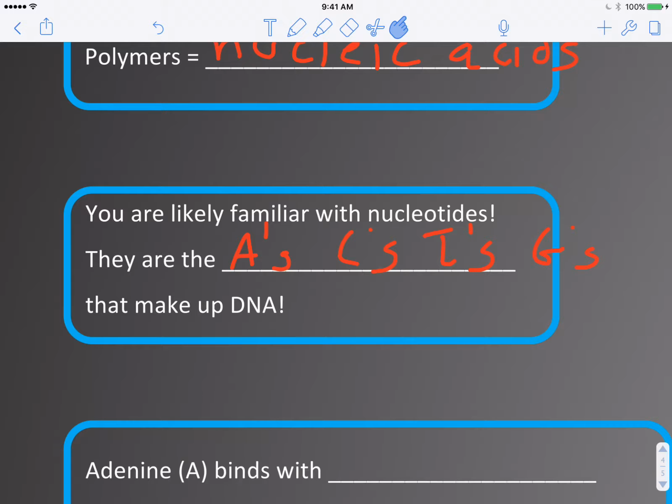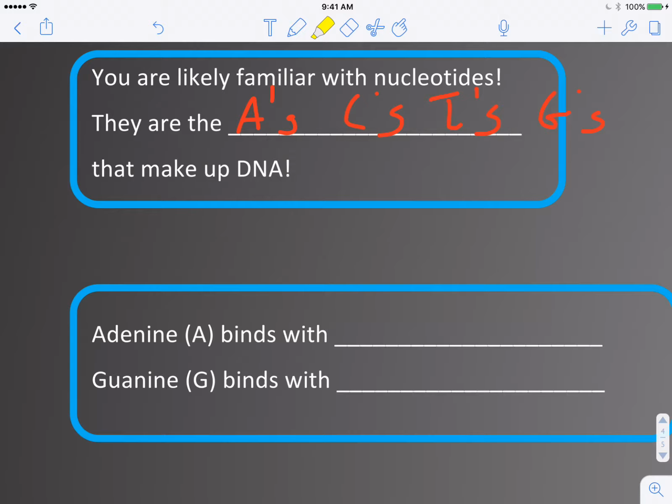Okay, and you've probably done this in middle school at some point, where you say that the A's, these adenines, bind with thymine, which is our T's, and our guanines bind with cytosine. These are our C's, okay?